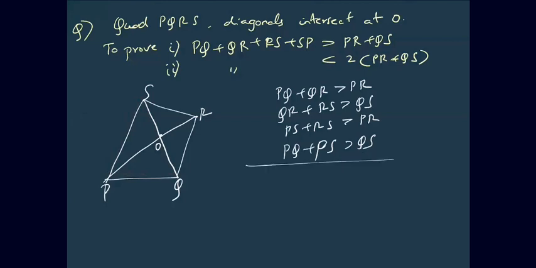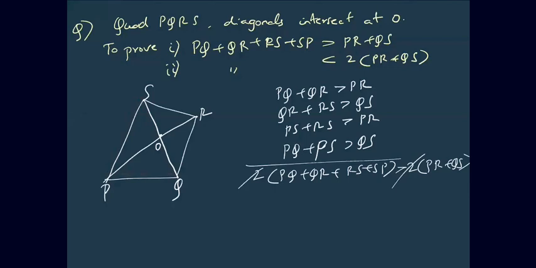Now if I add all these, I'll get twice of PQ plus QR plus RS plus SP is greater than twice of PR plus QS. Then cancelling the two on both sides, I'll get the desired result.